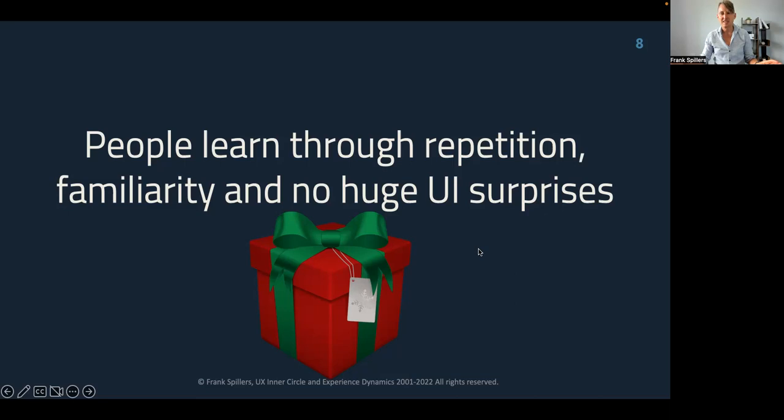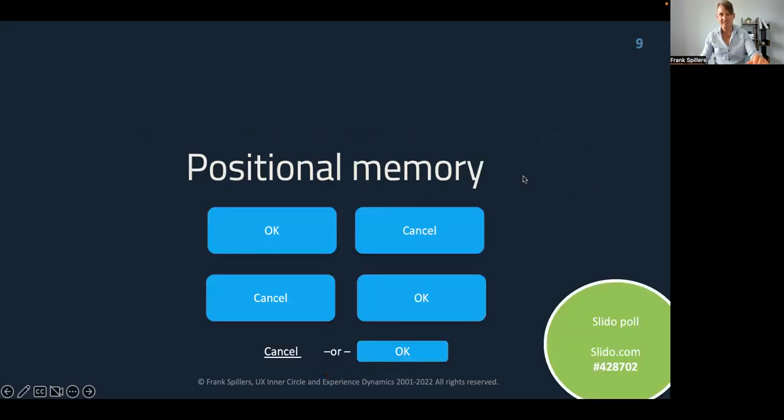because people don't like to learn. They are on autopilot all the time, and that's a good thing to be that way. So you've probably come across this one before, the okay, cancel, cancel, okay, or cancel or okay, the third variant.